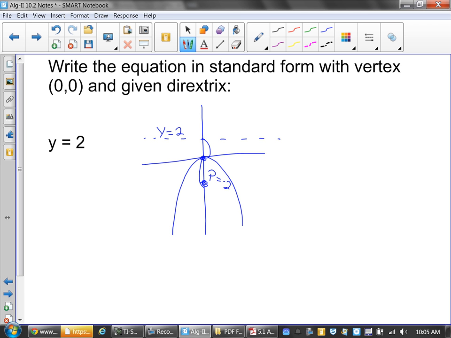So is this an x squared or a y squared parabola? X squared. So it's going to be x squared equals 4py. And our p-value is? -2. So it's 4 times -2, so x squared equals -8y.